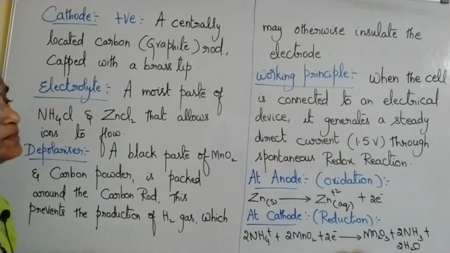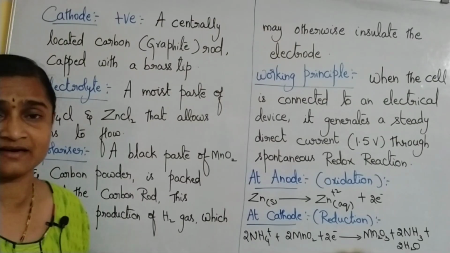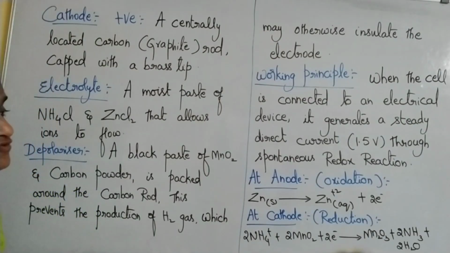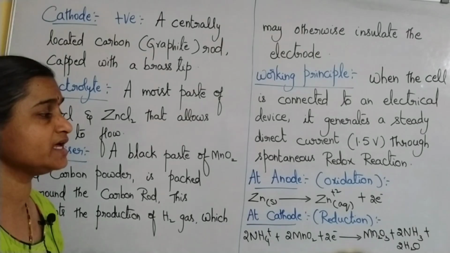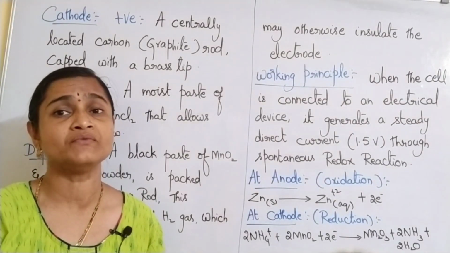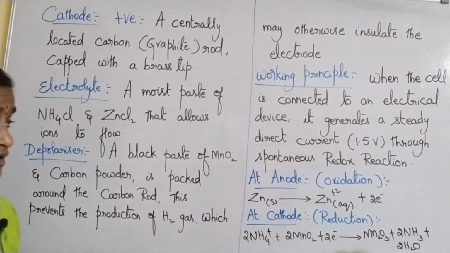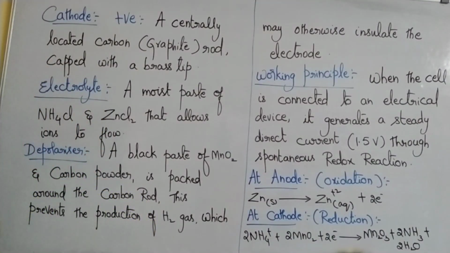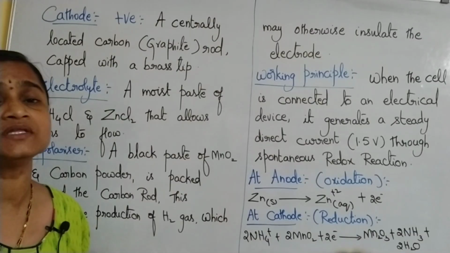Next, coming to working principle. When the cell is connected to the electrical device, it generates steady direct current of 1.5 volts through spontaneous redox reactions. Through spontaneous redox reactions, it produces a steady current of 1.5 volts. Electrical energy can be produced from that. So now we are going to learn about the cell reactions.